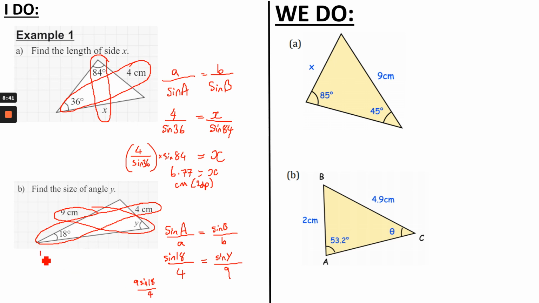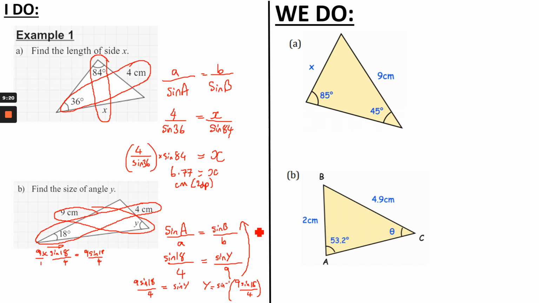You could have written it as 9 times sine 18 over 4, but you know that 9 is the same as 9 over 1, and if you're multiplying fractions, it just becomes 9 sine 18 over 4. But anyway, back to this question. So we're going to multiply both sides by 9. So you've got 9 sine 18 over 4 is equal to sine y. You should have hopefully remembered, how do you get y? Because that's what we're trying to work out. You need to do the inverse of sine. So you're going to do sine to the minus 1 of 9 sine 18 over 4.